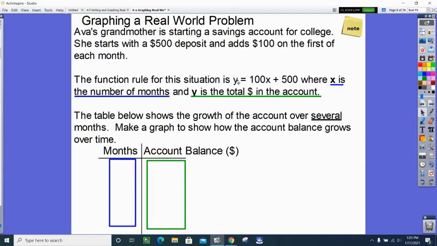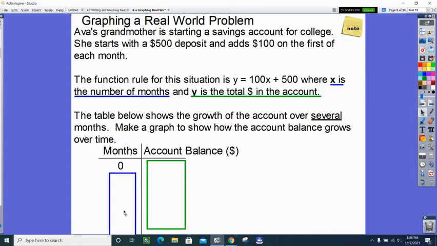And what is the Y? Well, Y is the dependent variable. It's waiting for the math to happen each month. It's going to be the total amount in the account every time you add that extra 100. So we're going to make a table, and then we're going to make a graph. And we want it to cover several months. So we're not just going to put 0, 1, 2, 3. We're going to try to get out in time to see how this money is growing. So these are your choices.